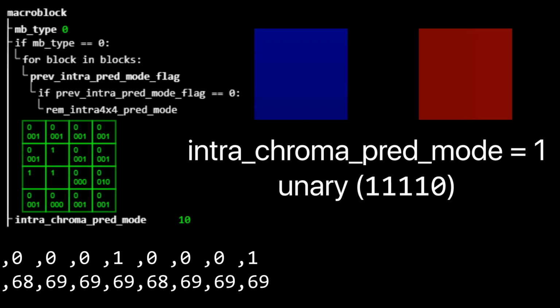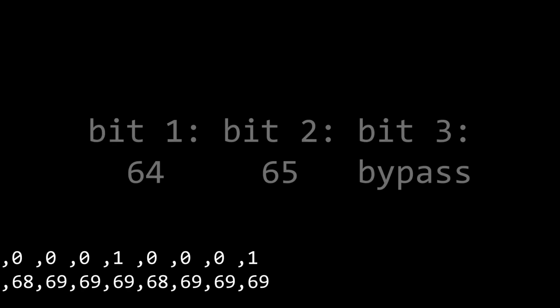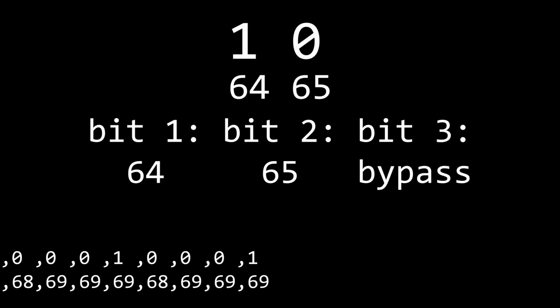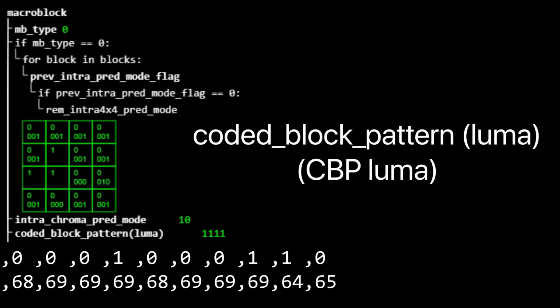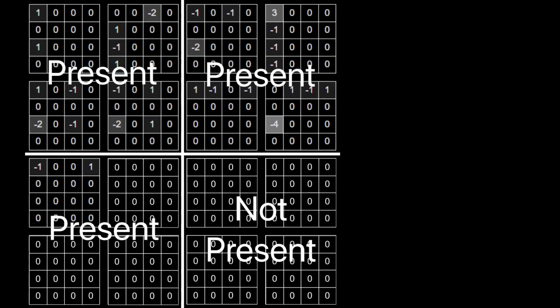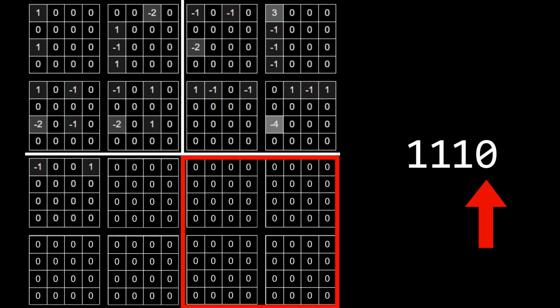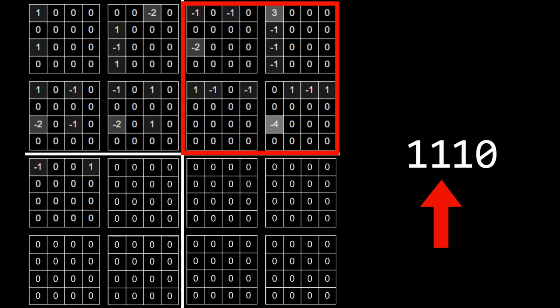After this, we'll write our Intra Chroma Prediction mode using Unary, then limit it to 3 bits. Encode the first 2 bits with context model 64 and 65, then the third bit in bypass mode. Next, we write a coded block pattern, or CBP, indicating where residual blocks are present. CBP Luma has 4 bits, each corresponding to an 8x8 block, which contains 4 4x4 subblocks. If a bit is 0, all 4 4x4 blocks in that 8x8 region are assumed 0, and we skip coding the residuals. If a bit is 1, we then encode each 4x4 block individually.